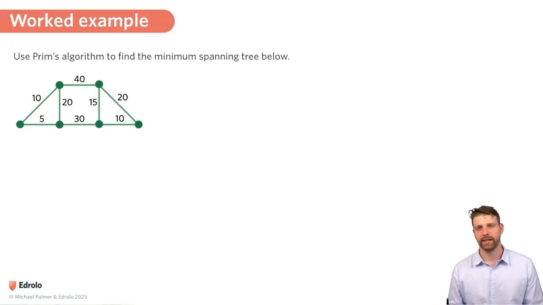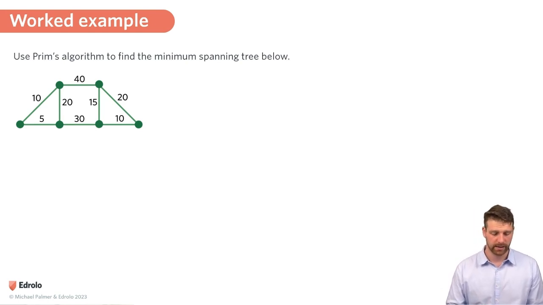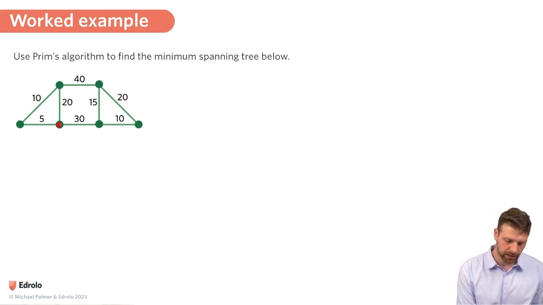Okay, let's move on. Here's our next worked example. It says use Prim's algorithm to find the minimum spanning tree below. So I'm just going to jump in and do it. I'm going to choose any vertex, doesn't matter. I sort of like to choose one near a low number. This is what I do.